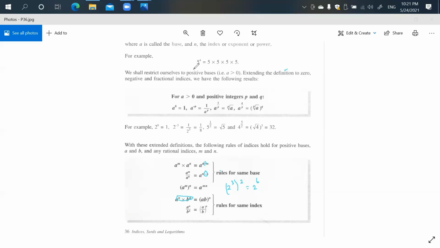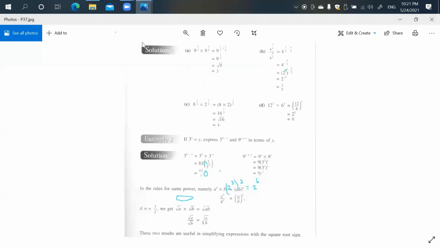So this is different bases but the same index. Okay, that's the formula. Now next we're going to see the example. Go to the next one. Example now. Everyone can see, right? You can see a different color here.